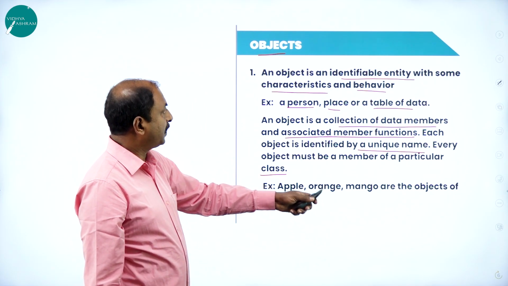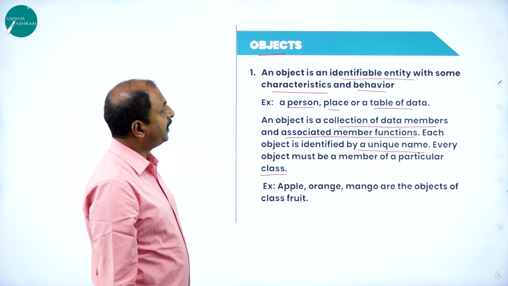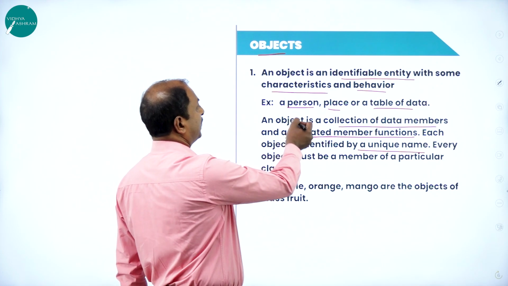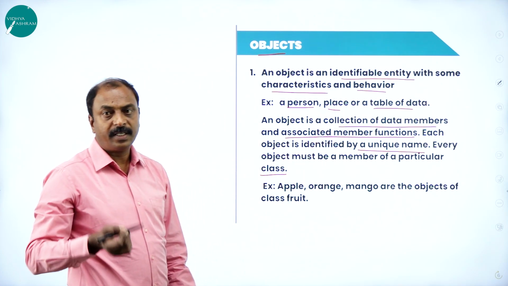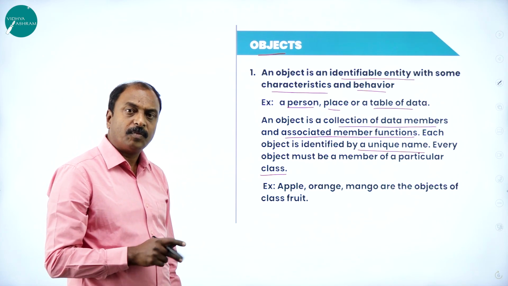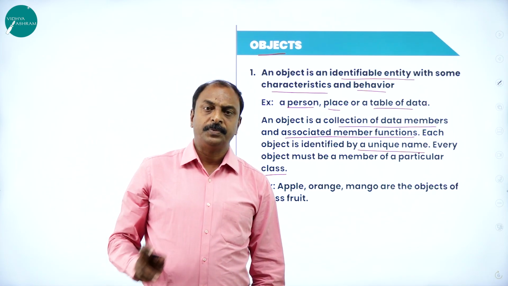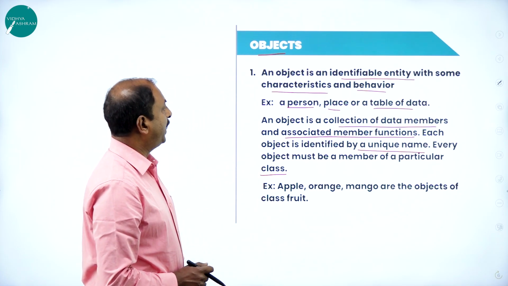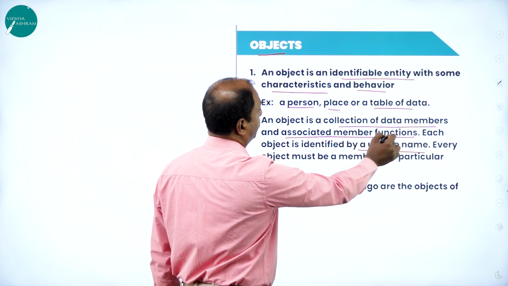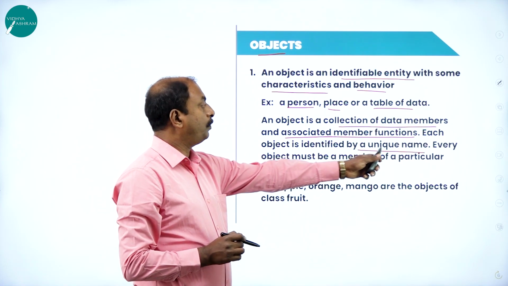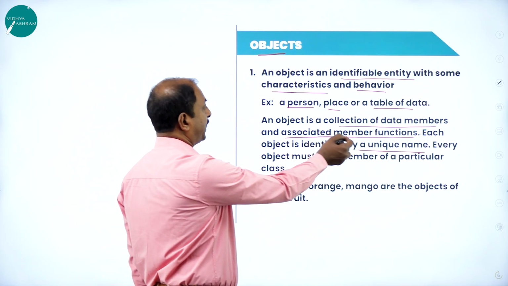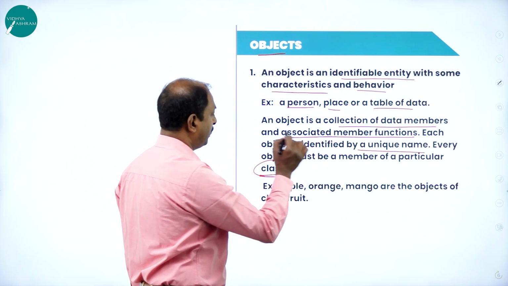So what is an object now? An object is an entity with some characteristics and behavior. An example may be a person, table, place, anything we can take, because in object-oriented programming, we are connecting our program to real-world objects or entities. And here there are two things: one is data members as well as member functions, and each object is identified by a unique name. Next, all these objects are members of a particular class.